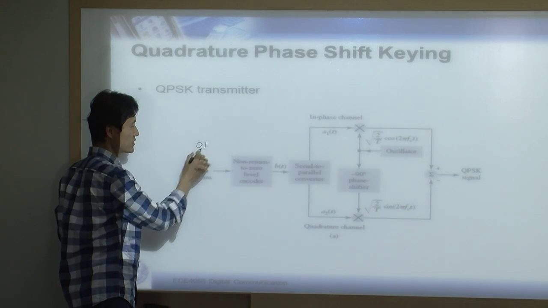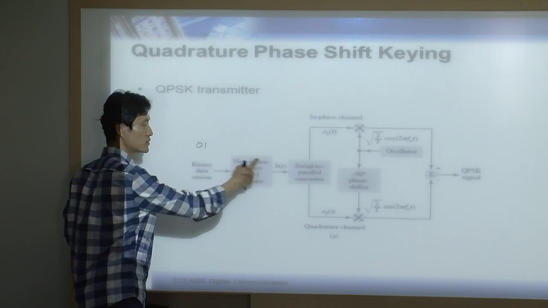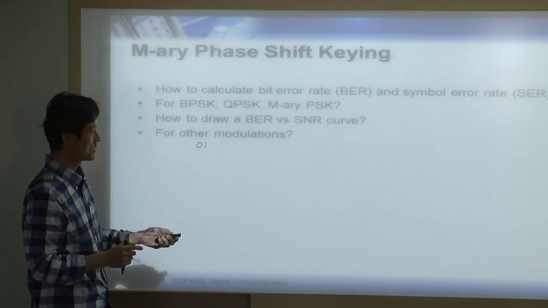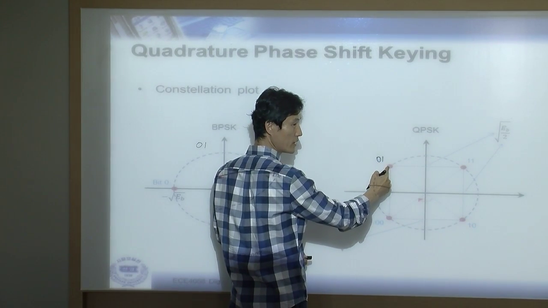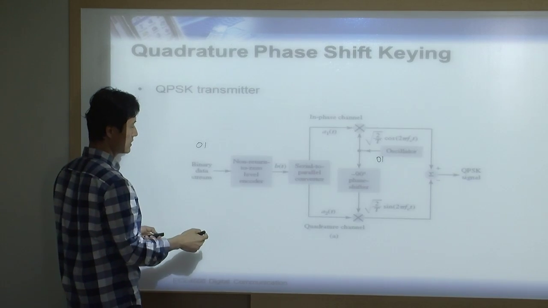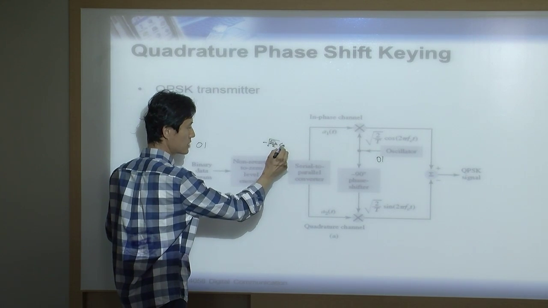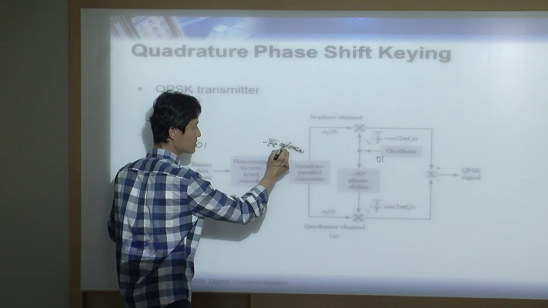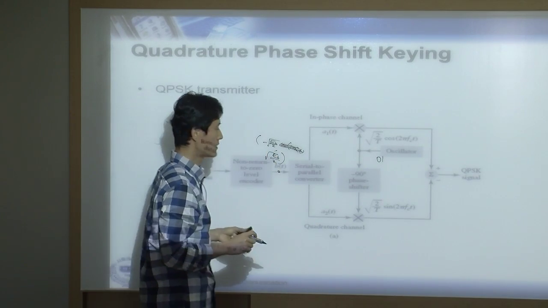So these 2 bits, for example, 0, 1, come in to this block, which is doing the mapping between bits and symbols. This block has information about this constellation plot here. So 0, 1 is going to map to this symbol, and this symbol has minus cosine and plus sine. So based on that mapping, we're going to create minus cosine, and plus sine. So we're going to have that value here, right?